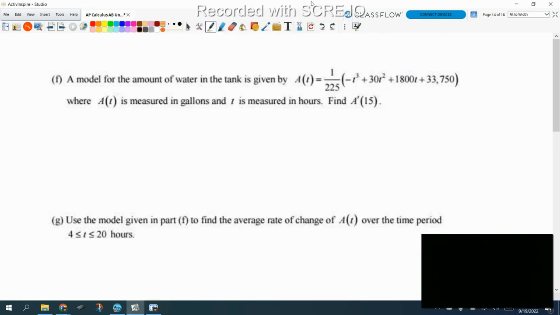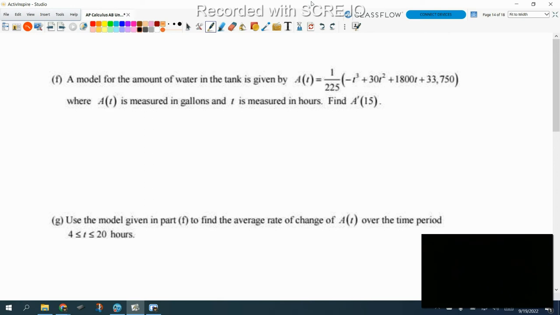So they love to do this on these data problems. They give you a table, they ask you a few questions about the table, and then all of a sudden in part C, they introduce a function. And this function is actually modeling the same thing that the table does, a model for the amount of water in the tank. They've named it something else. It's called A now because we can't call it W because W is already defined by that table. And A is defined by this equation right here. But they measure the same exact thing. So A of t is measured in gallons, t is measured in hours.